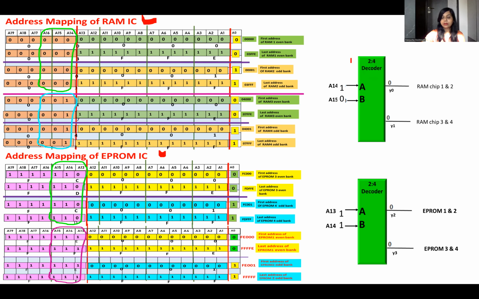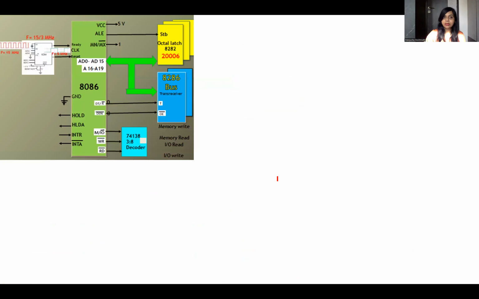Now here, this is the address decoding 2:4 decoder for RAM IC, and this is the address decoder for EEPROM IC. This is the standard diagram that you have to use: 8086 operating in minimum mode, as I have shown on the second slide. This is the standard 8284 IC, octal latch. You have to draw the address. Don't consider this. This is the 8286 bus transceiver, 3:8 decoder, in which there are 4 lines: memory write, memory read, input output read, and input output write.